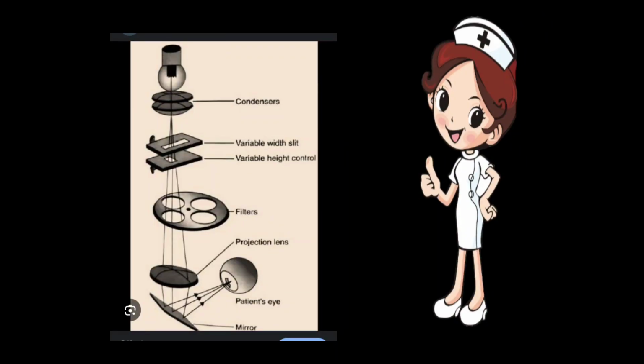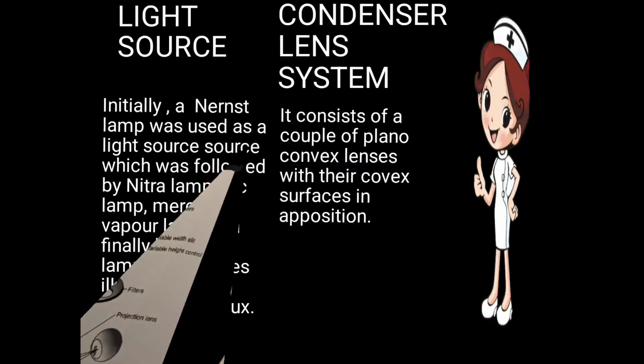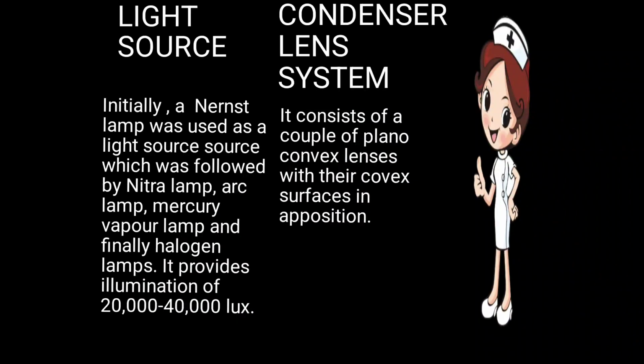Okay, so this is the illumination system which is set up inside the slit lamp and it is not visible to us. Okay, so let's see. Light source. Initially an earth lamp was used as a light source, which was followed by the nitra lamp, arc lamp, mercury vapor lamp, and finally the halogen lamp. It provides the illumination of 20,000 to 40,000 lux.